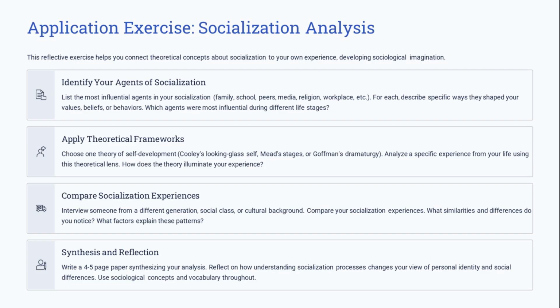Identify your agents of socialization and apply theoretical frameworks to analyze their impact. Compare socialization experiences with someone from a different background, and synthesize your findings in a reflection paper. Use sociological concepts throughout your analysis to deepen your understanding.